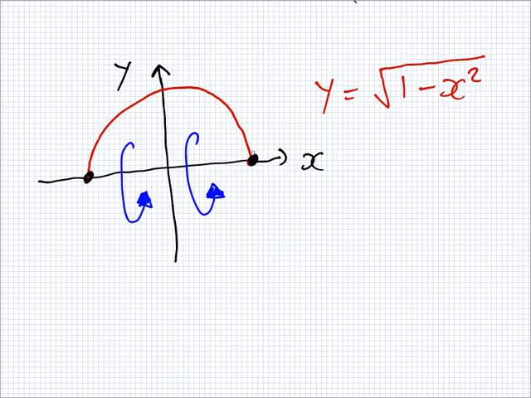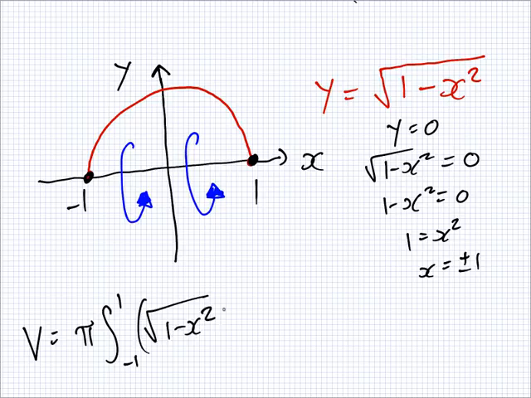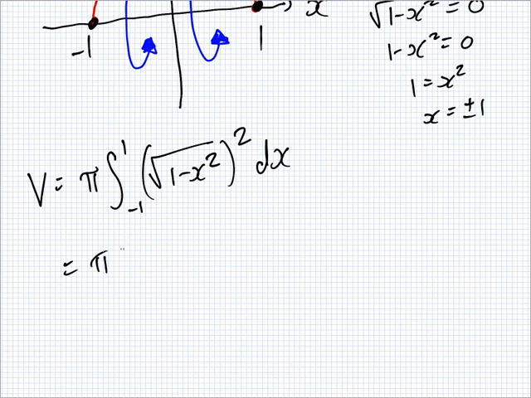Okay, let's have a look at this one now. So firstly we need to find the roots. Y equals 0. That means root 1 minus x squared equals 0, which means 1 minus x squared equals 0, which means 1 equals x squared, so x equals plus or minus 1, like somebody said at the start. So that's minus 1 and that's 1. The volume will be pi integrate from minus 1 to 1 root 1 minus x squared dx. So that is pi integrate minus 1 to 1 of 1 minus x squared dx.